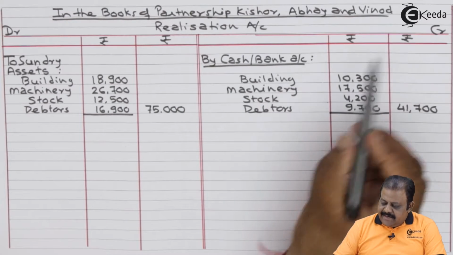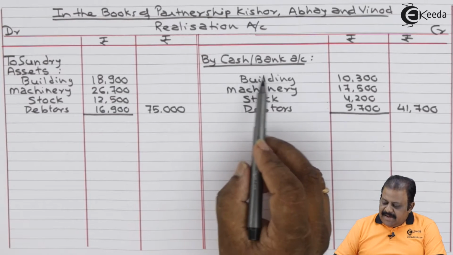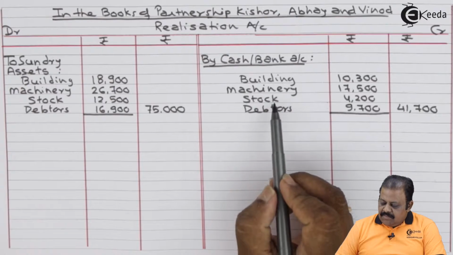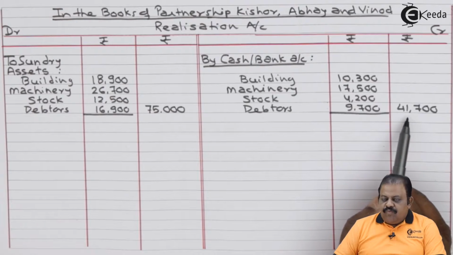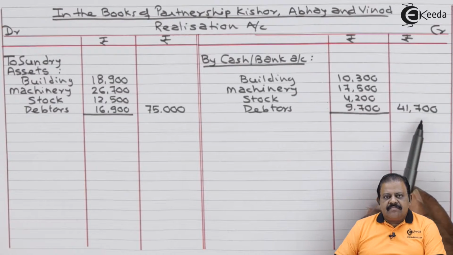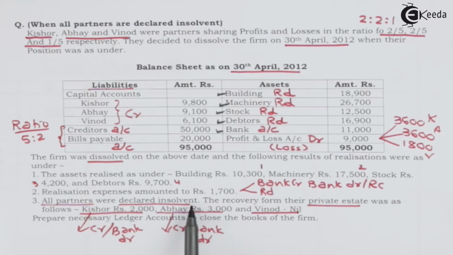Realization account credit side by cash bank: building, machinery, stock, debtors. Total amount realized 41,700. Realization expenses amounted to 1,700.